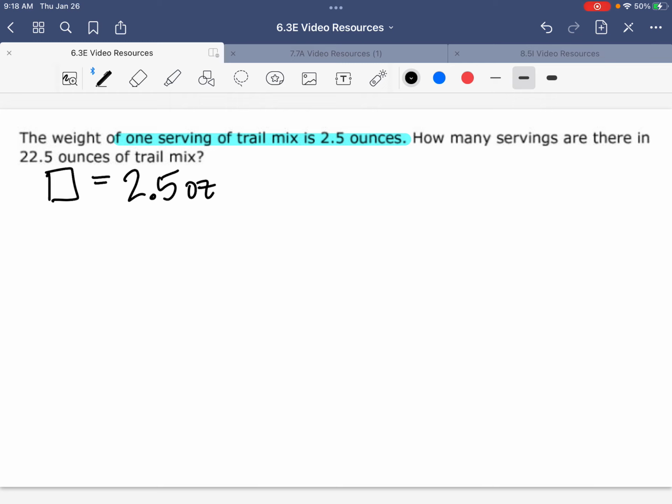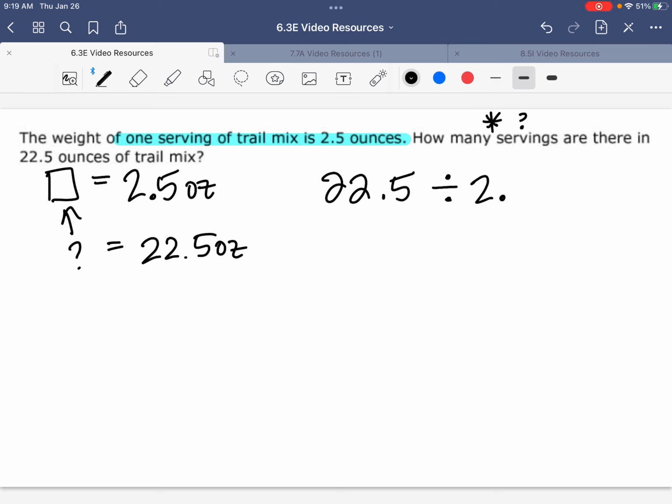Then they ask me how many servings, so this is important because this is what I don't know. How many servings are there in 22.5 ounces of trail mix? So how many boxes does it take to get 22.5 ounces of trail mix? So I need to take my total amount of trail mix, my 22 5/10 of an ounce, and see how many groups of 2 5/10 I can divide it into. Because each group of 2 5/10 is exactly one serving.